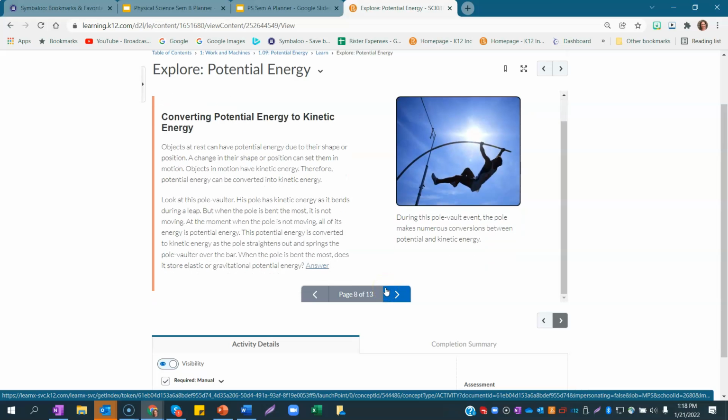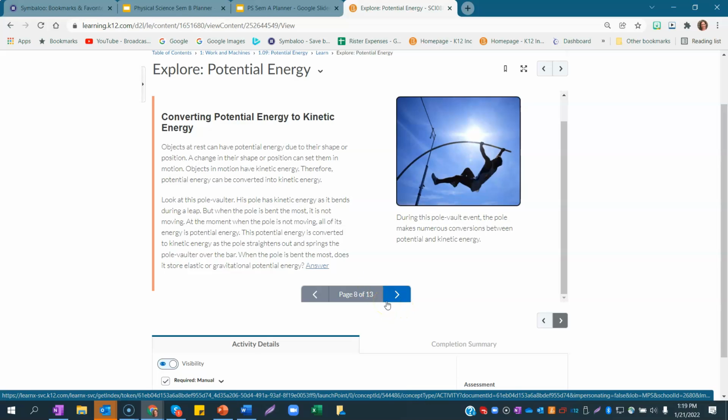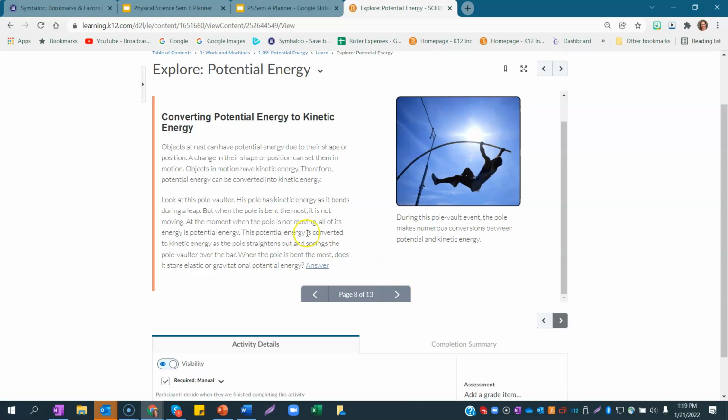So now there is a conversion between potential energy and kinetic energy. This is going into the question on number 6, guiding questions. Objects at rest can have potential energy due to their shape or position. A change in their shape or position can set them in motion. Objects in motion have kinetic energy. Therefore, potential energy can be converted into kinetic energy.